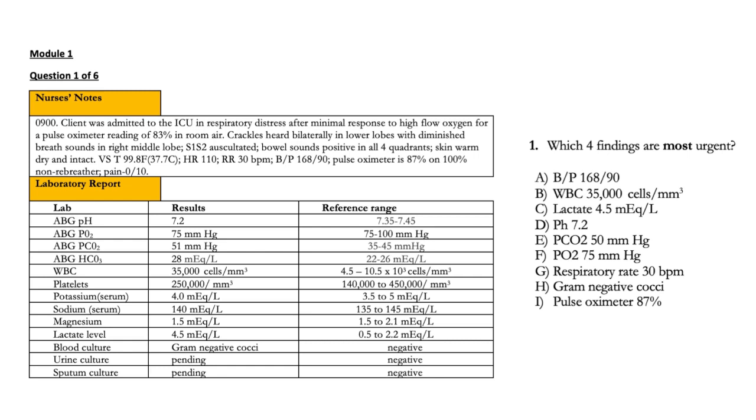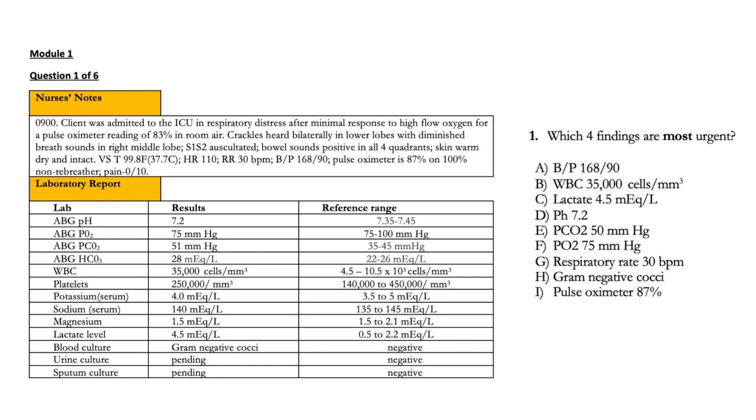Question 1. Which 4 findings are most urgent? A. Blood pressure 168/90. B. White blood cells 35,000. C. Lactate 4.5. D. pH 7.20. E. PCO2 50. F. PO2 75. G. Respiratory rate of 30. H. Gram-negative cocci. I. Pulse oximeter 87%.